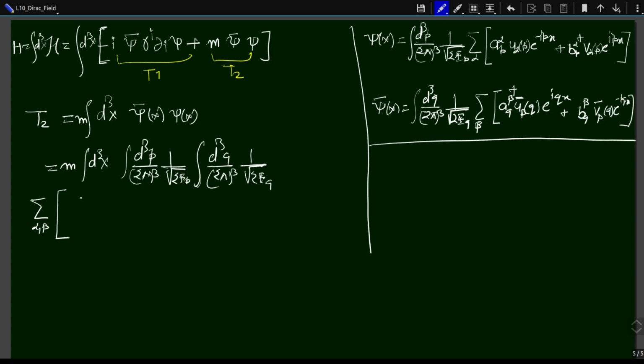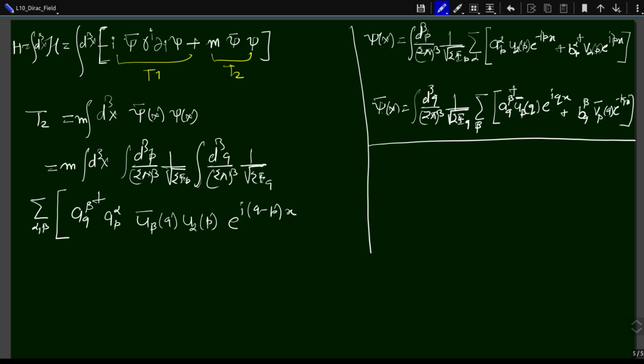So the first term would be A_Q beta dagger, this multiplying with this guy, so I'll write next to it A_P alpha, and what I have is U bar beta of Q, U alpha of P, and then exponential of i (Q minus P) dot x. These are all the terms multiplying the first term of psi bar and the first term of psi.